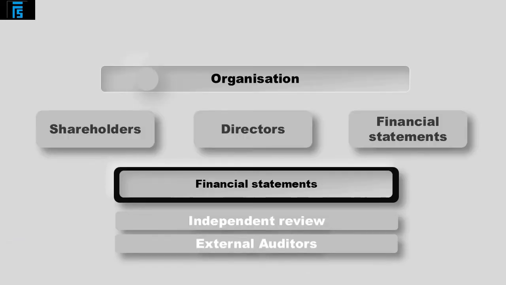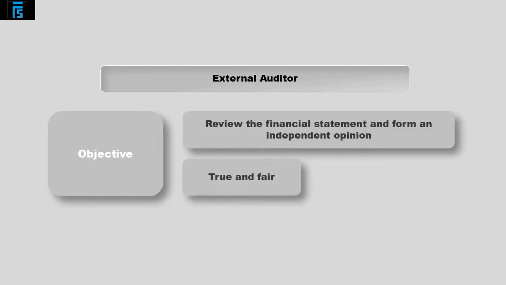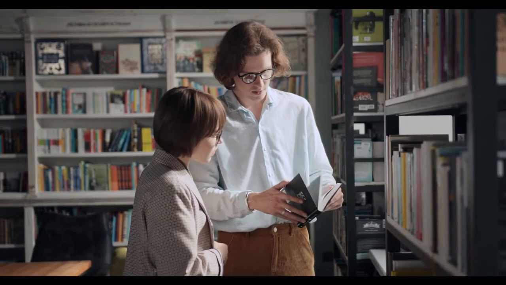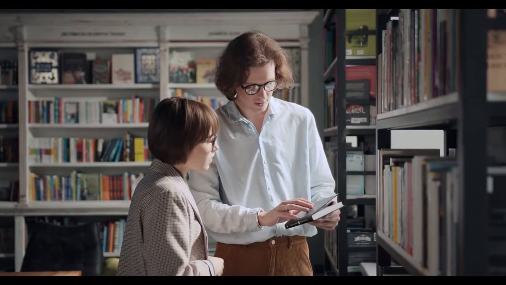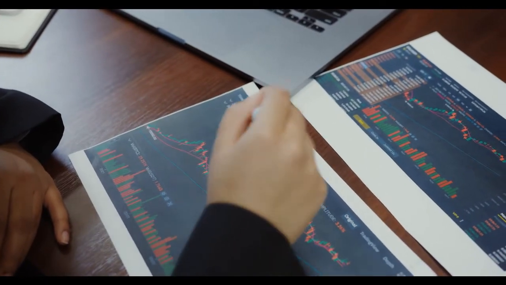The independent party is the external auditor. Our external auditor's objective is to review the financial statements and to form an independent opinion. The opinion has specific wording, and the auditor must communicate whether the financial statements are true and fair and properly prepared. This opinion is stated in the audit report. This is prepared by the auditors once all audit work is completed and included within the financial statements when presented.